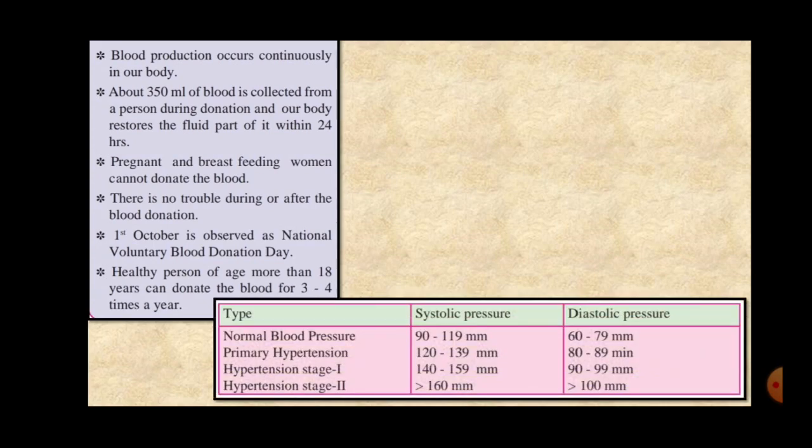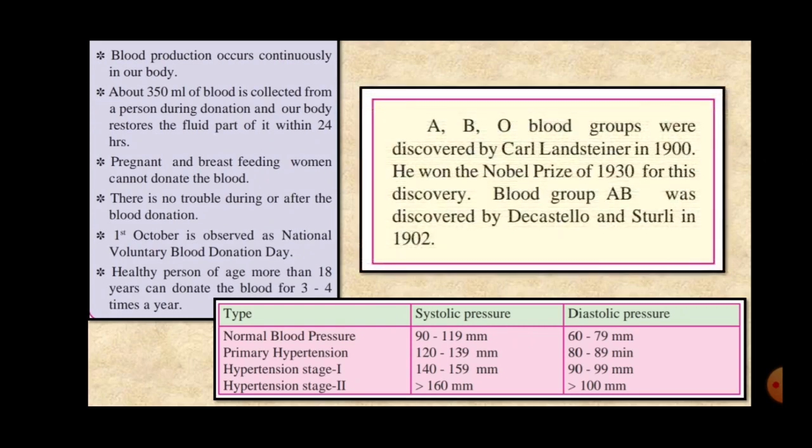And actually, the person doesn't feel any weakness or any other problem after the blood donation. Then whoever is above 18 years of age can donate blood 3 to 4 times in a year. And the 1st October is observed as National Voluntary Blood Donation Day in our country. There is a small table given, the type of blood pressure, systolic pressure and diastolic pressure. You can go through it on your own.